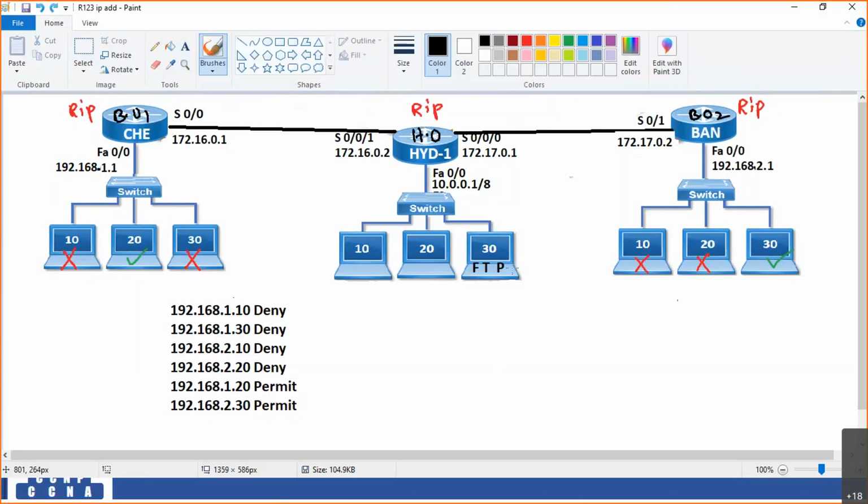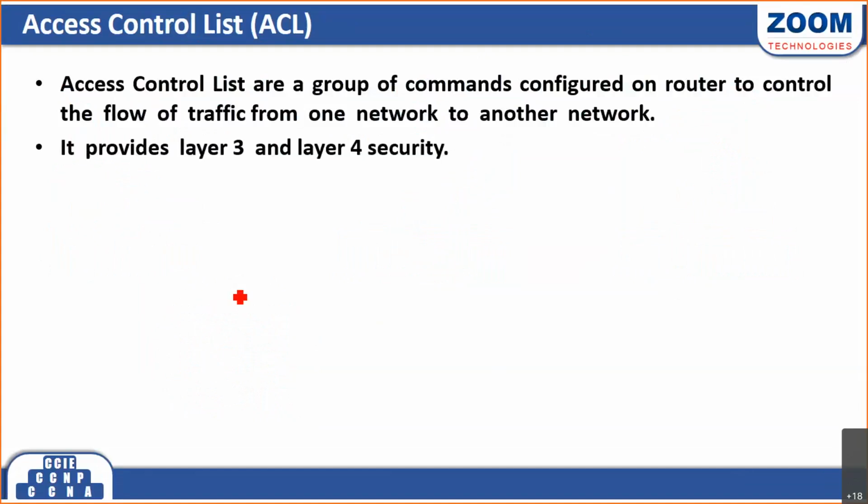So the router can examine each and every packet, whether to drop it or forward it, based upon the rule list, the ACL list. So it provides layer 3 and layer 4 security. Layer 3 is the network layer. IP addresses come under it, right? Like IPv4 addresses, we can filter the traffic. We can control IPv6 also. That IP address comes under layer 3.